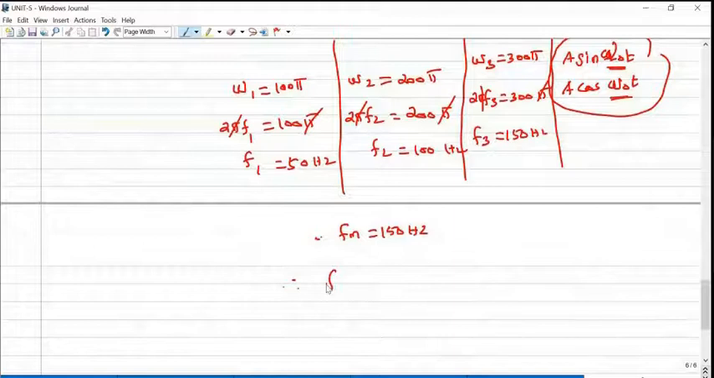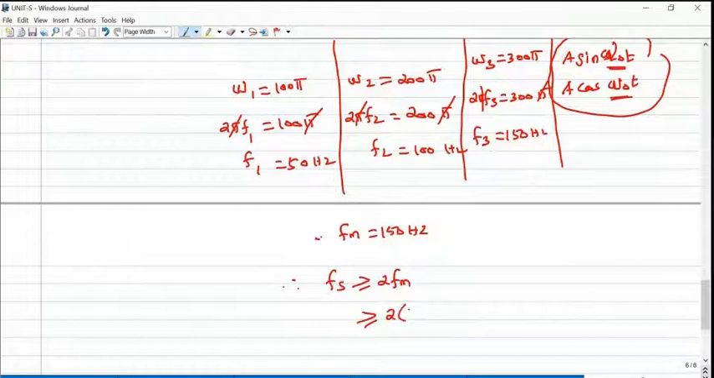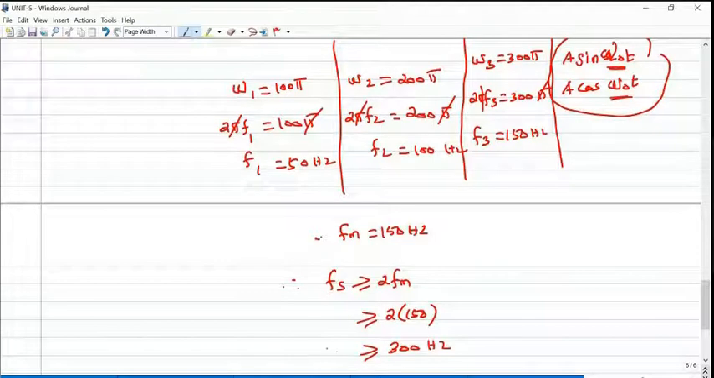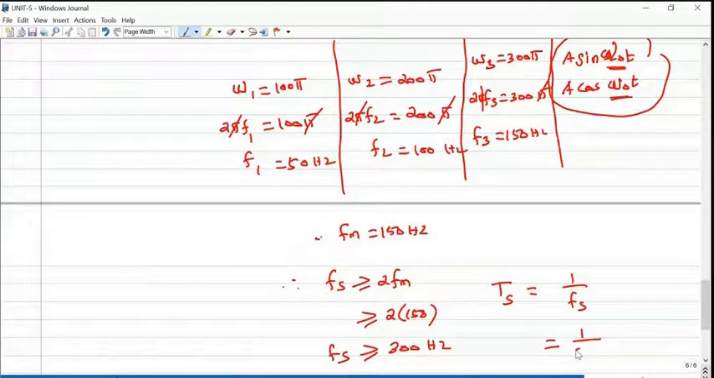Therefore, the sampling frequency must be greater than or equal to 2 times fm. So 2 times 150, that is 300 hertz. Fs is 300 hertz. Ts equals 1 by Fs, so 1 divided by 300 hertz. Ts equals 1 divided by 300 hertz, about 1000, like this.